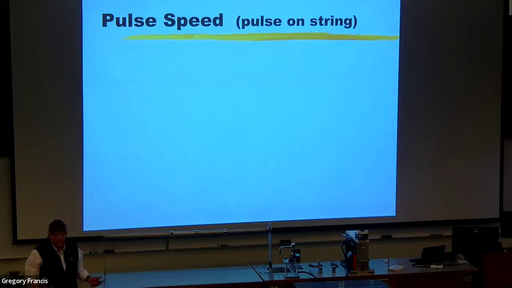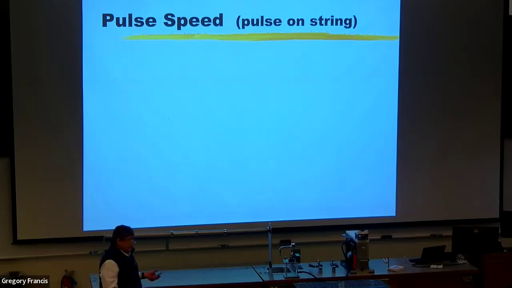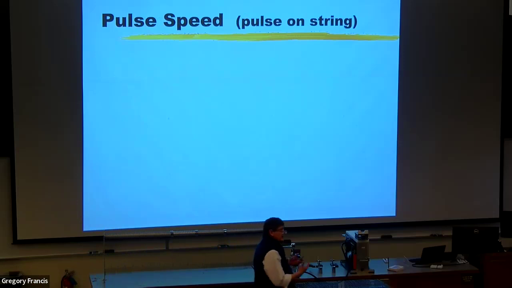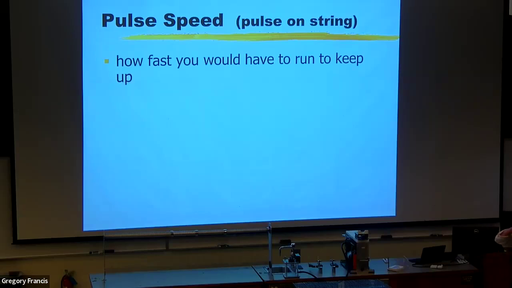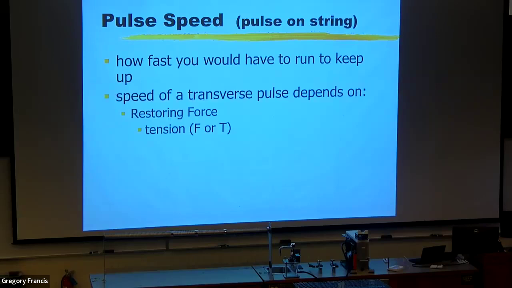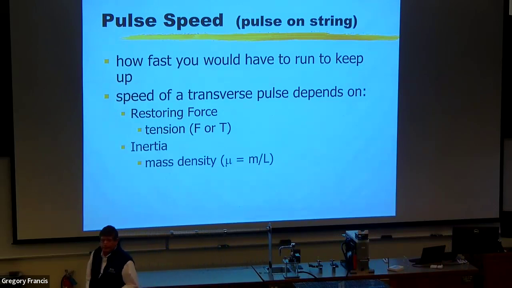Now, what we find, and again, the mathematics involves calculus, the solution to a differential equation, but what we find is that when a pulse is going down a string or a spring or a rope, a transverse pulse, it only depends on two things. It depends on the restoring force, the tension in the string or the rope or the chains, and the inertia.